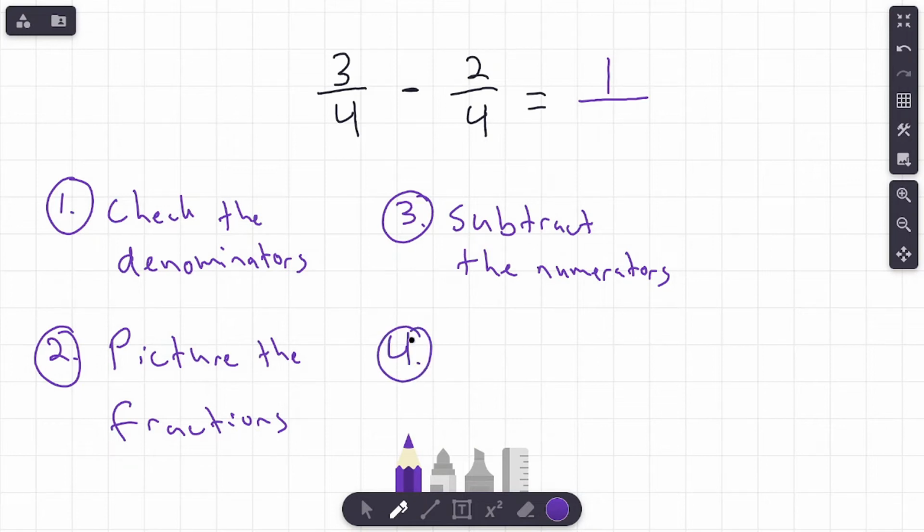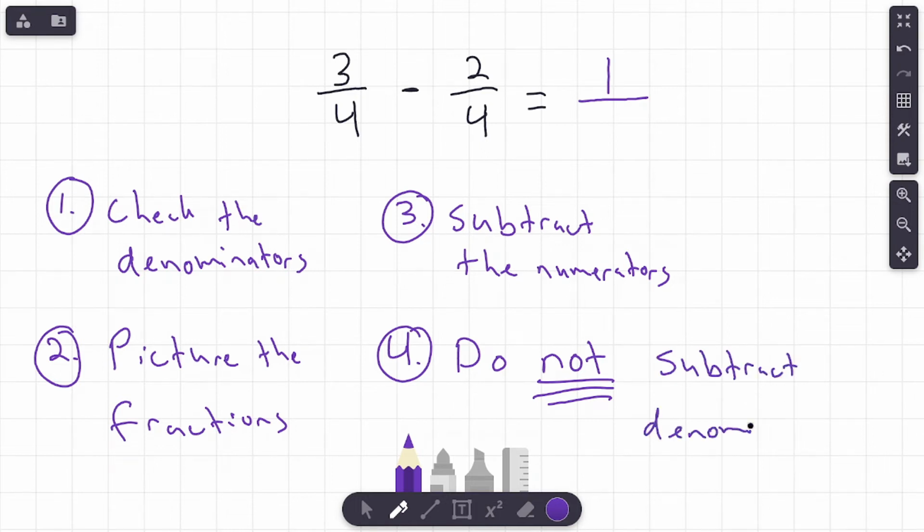And then our final thing we're going to do is, remember, do not, and I'm going to underline it, subtract denominators. Okay, do not subtract the denominators. They're already the same. That's what we checked back at the beginning. They're already the same, so they're going to stay the same. So 3/4 minus 2/4 would give us 1/4.